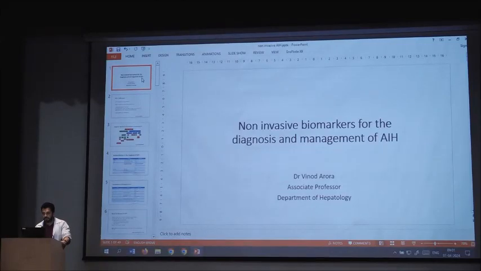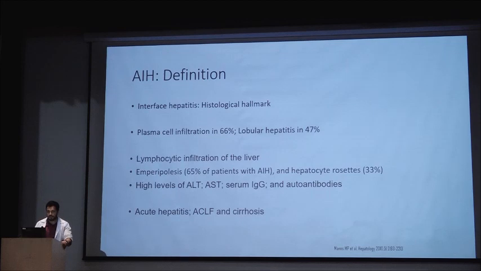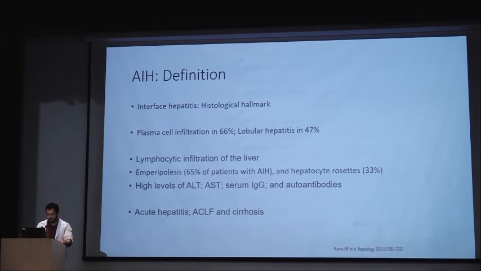Non-invasive biomarker testing for the diagnosis and the management of autoimmune hepatitis. Broadly, to define, autoimmune hepatitis is characterized by interface hepatitis, which is the histological hallmark of the disease, and plasma cell infiltration, lobular hepatitis, lymphocytic infiltration of the liver, and peripolesis and hepatic rosette formation. And biochemically, it is characterized by high levels of AST, ALT, serum immunoglobulin G levels, autoantibodies, and the presentation can vary from acute hepatitis to ACLF and cirrhosis.